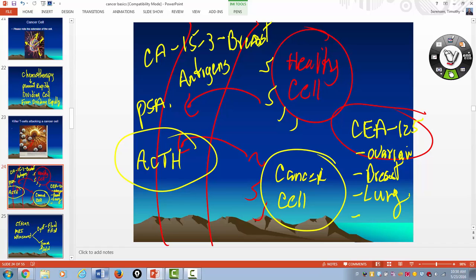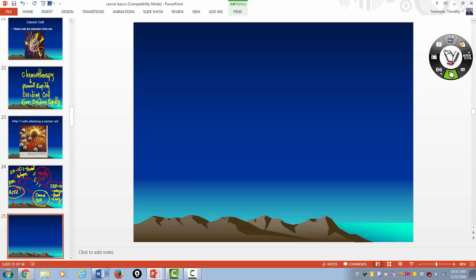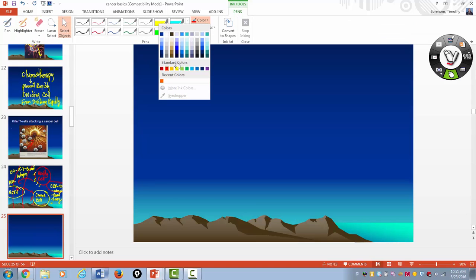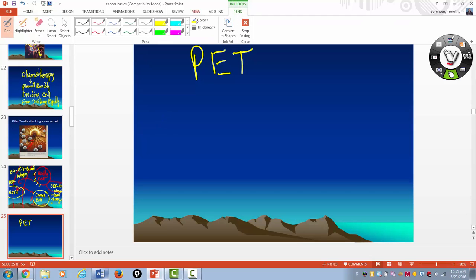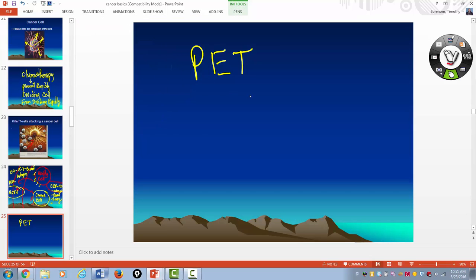The other test that they use is called a PET scan. And a PET scan takes advantage of the fact that cancer cells are the most metabolically active. So it stands for positron emission tomography. Now, watch. I'm going to try and draw this really good. Many of you know this, and if you don't know it, you're going to know it now.